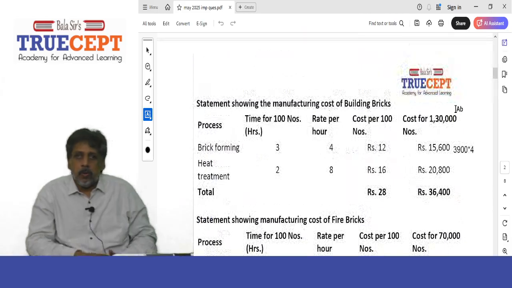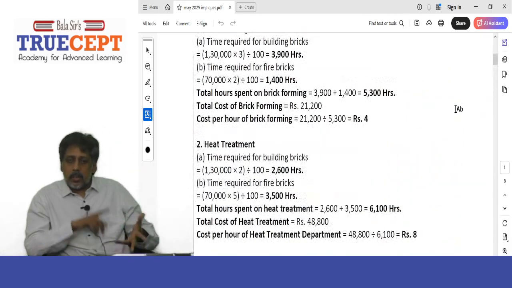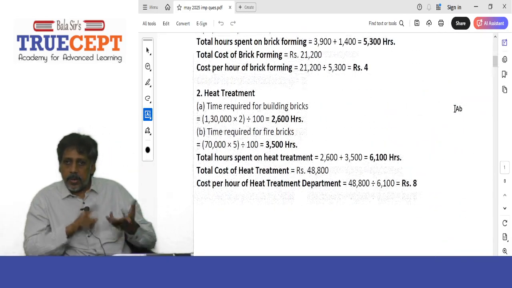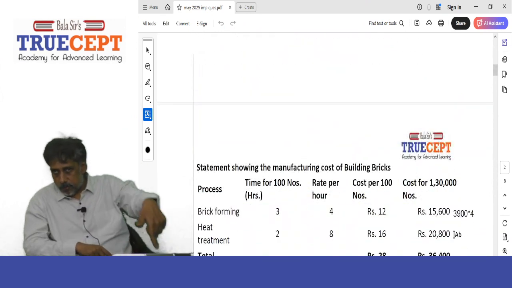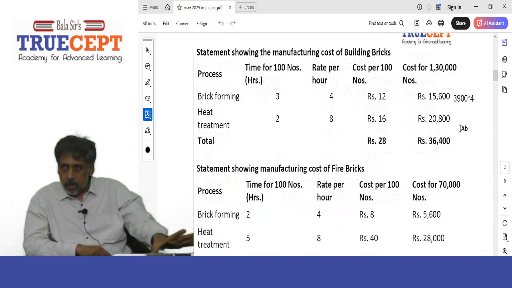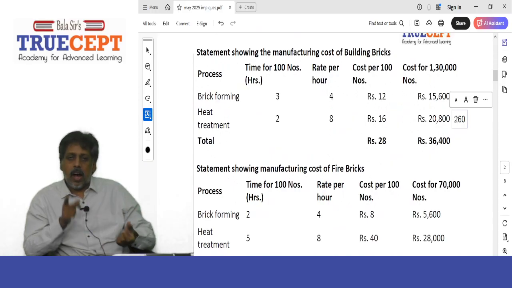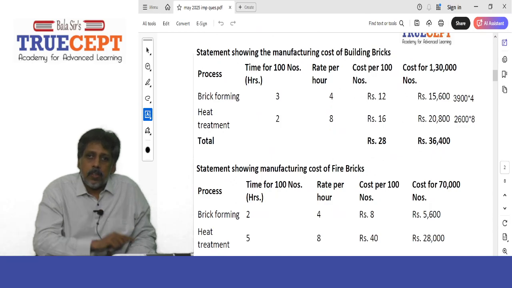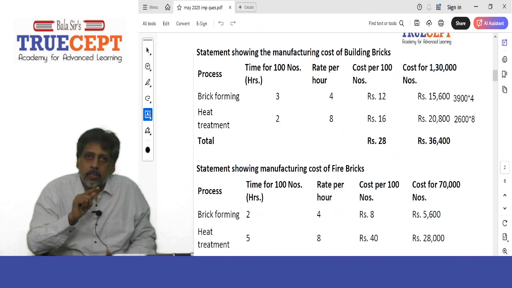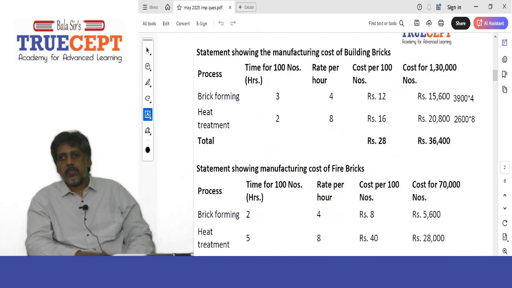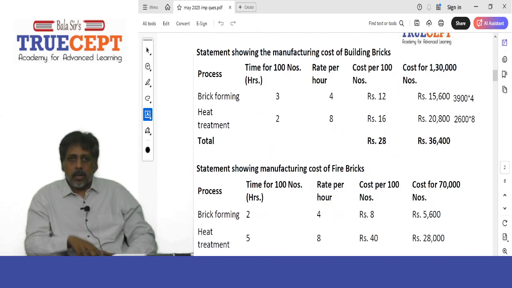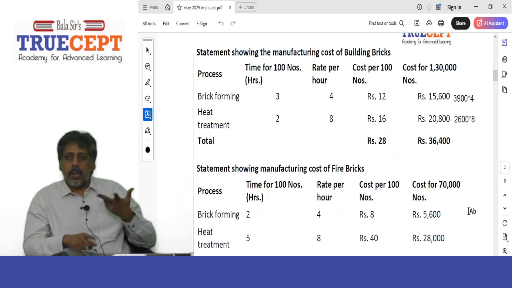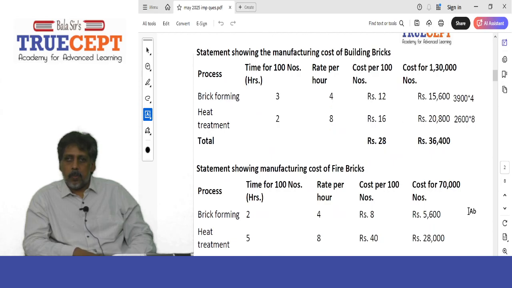Or what you can do, you could have taken the 2,600 hours spent on building bricks in process 2, which we have from the earlier working. Take 2,600 hours into rupees 8 per hour, and that will give you straight away rupees 20,800. Is that clear? Yes, sir. Then make a total. You get the total manufacturing cost of the building bricks. It is 36,400. That's it.